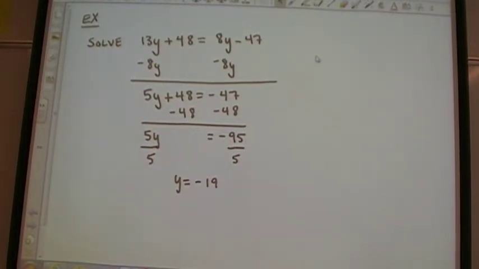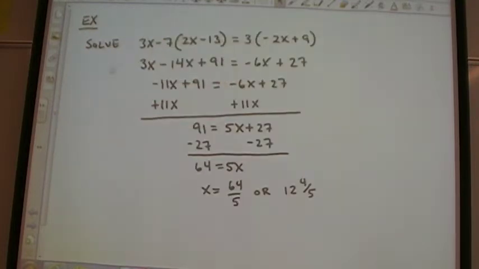All right, next one. Solve. Again, the first line is the problem. Solve 3x minus 7 times 2x minus 13 equals 3 times negative 2x plus 9. Your first step was simplifying the left and the right. What property do I use to simplify the left and the right? Distribute. So I'm going to distribute the minus 7. Alright, so on the left you get 3x minus 14x plus 91.